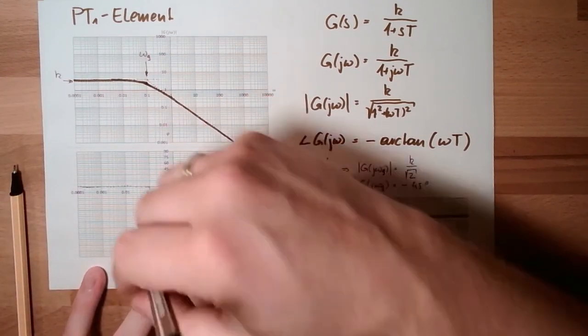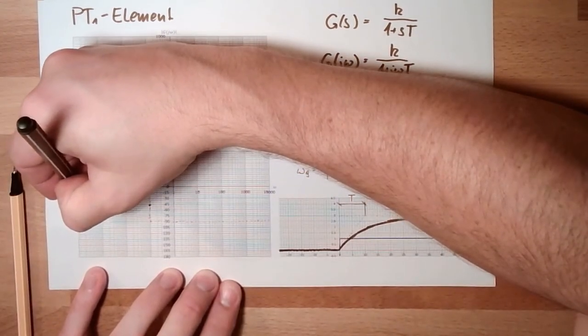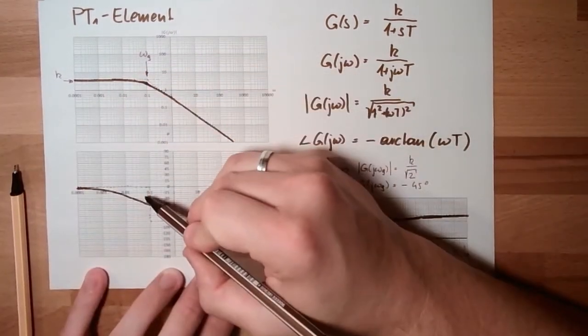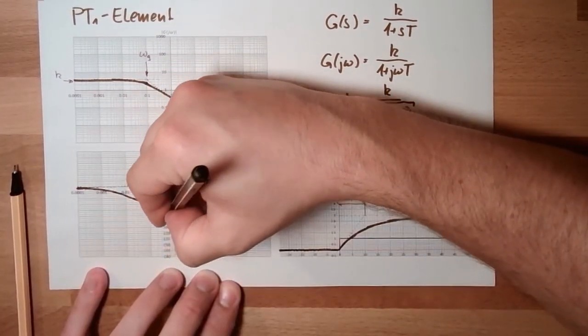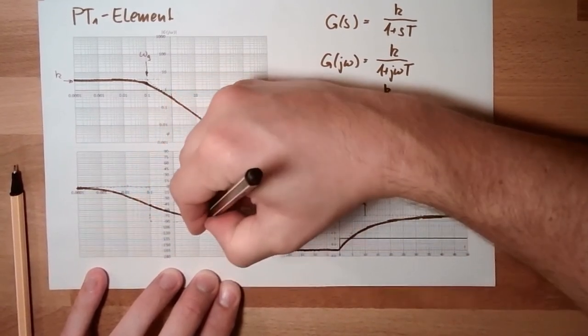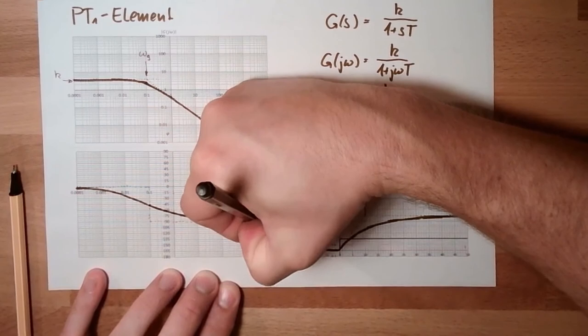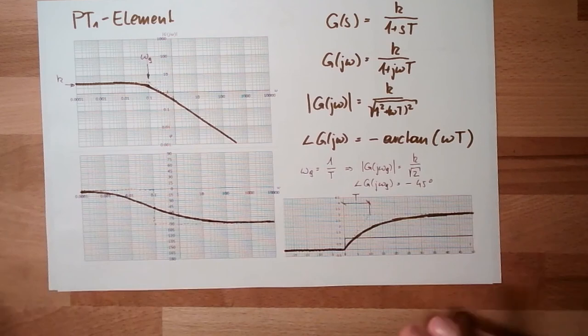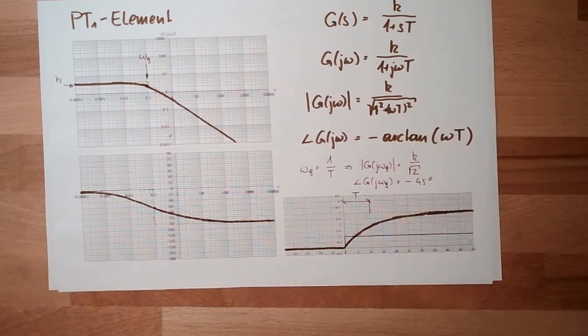Okay. And from the argument side, we will start somewhere here around zero, move down, hit exactly here minus 45 degrees, and then we will end up, but never exceed 90 degrees. This is what we have learned also in measurement. This is the math behind. So this is the transfer function which exactly shows this behavior. PT1 behavior, delay element first order.